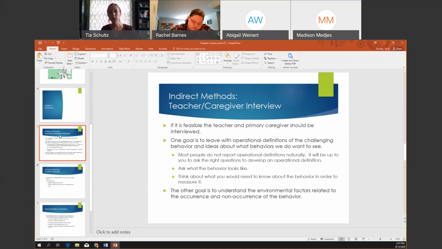The more people you interview, the more information you're going to get. So I encourage you to gather as much as you can and want. But if you're only able to interview one person, then you want to focus on the one who has the most experience and spends the most time with the student.